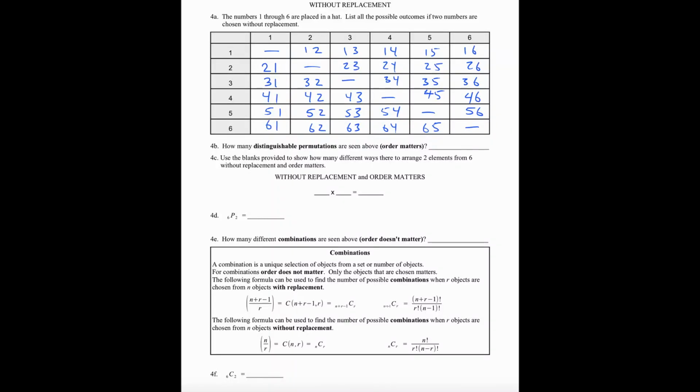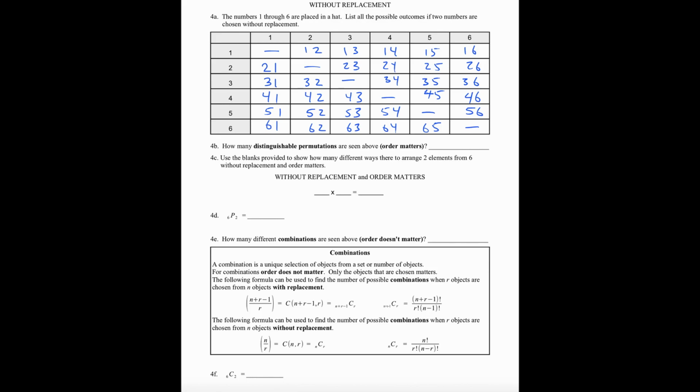Imagine the numbers 1 through 6 are placed in a hat. Below, I've listed all the possible outcomes if 2 of those numbers are chosen without replacement. So the reason I have a dash in the 1-1 intersection is that you can't get 1 twice if you don't replace. Same thing goes for 2-2 and 3-3.